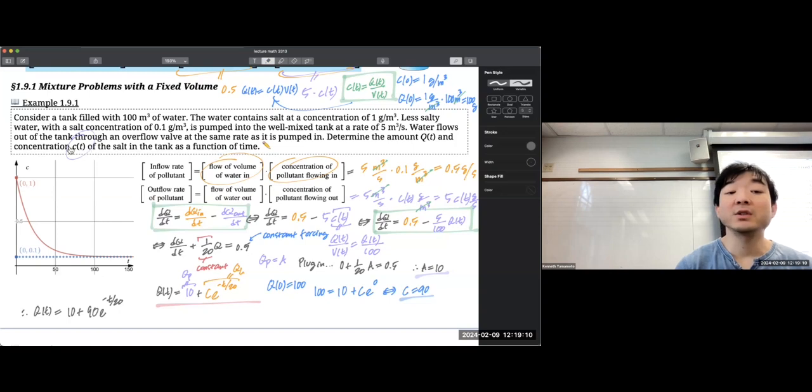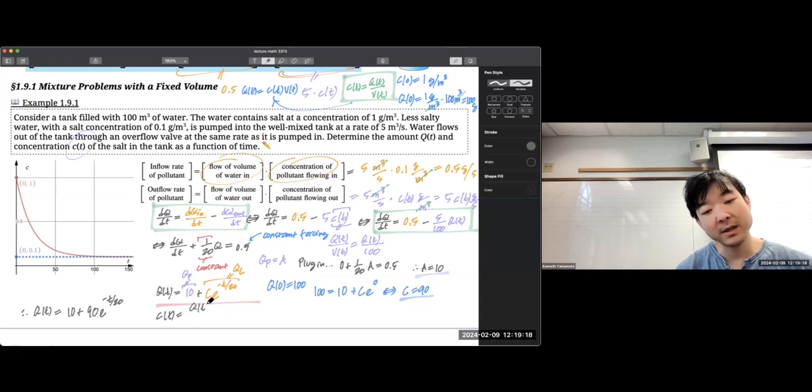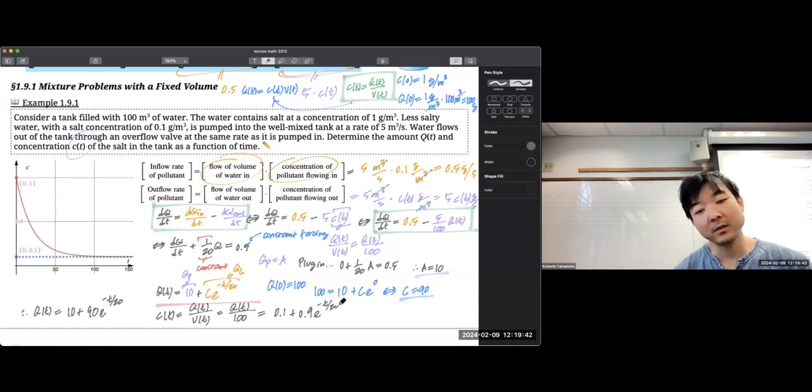They also ask for the concentration of the salt in the tank, but we know that concentration is the same as Q of T divided by V of T. For our problem, it would be Q of T divided by 100, because the volume is fixed. So it's literally just take this and divide both terms by 100. So the first term will become 0.1, because you're just moving the decimal twice, plus 0.9 e to the negative t over 20. So this would be your concentration as a function of time.